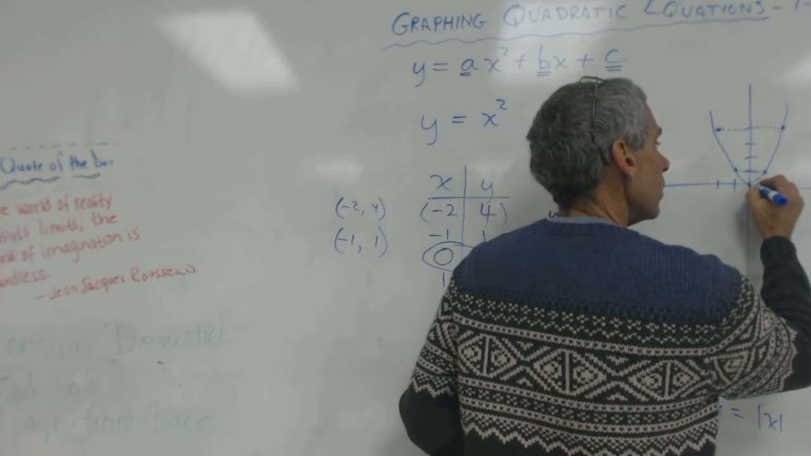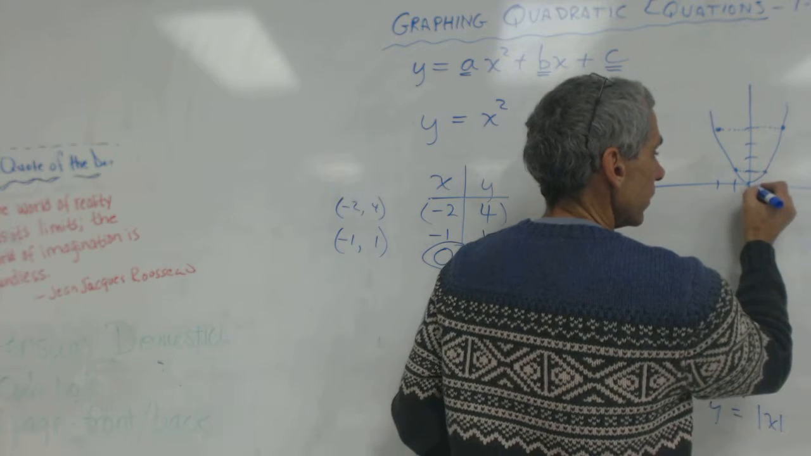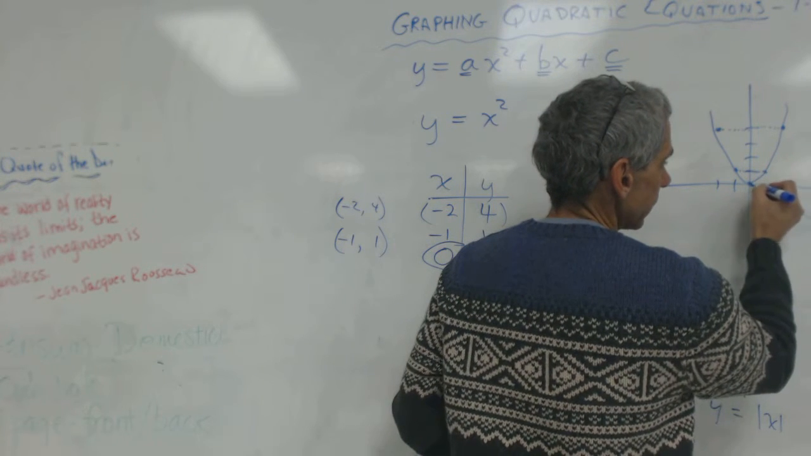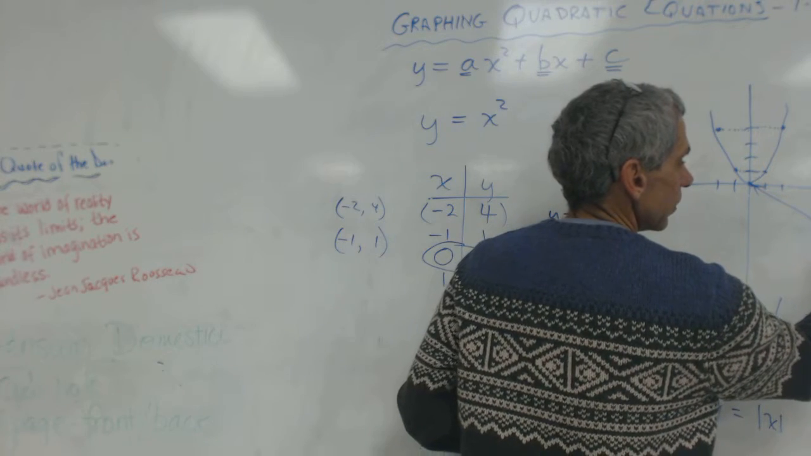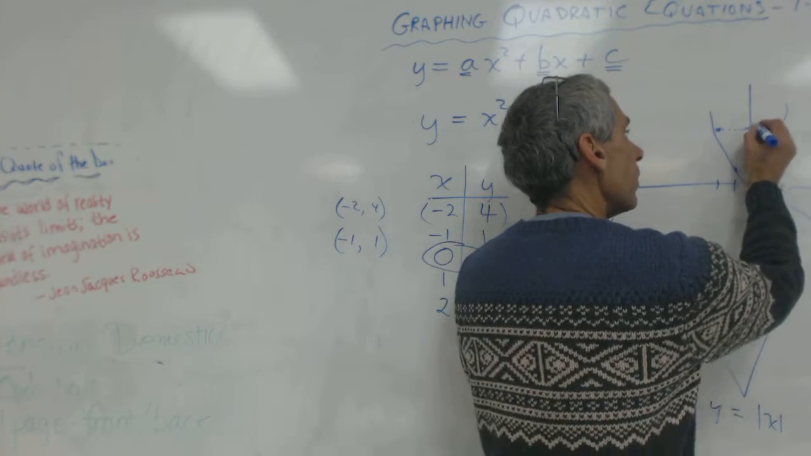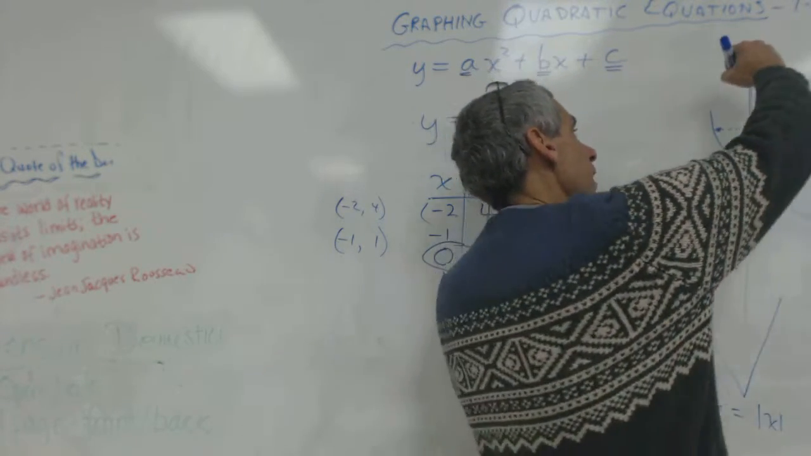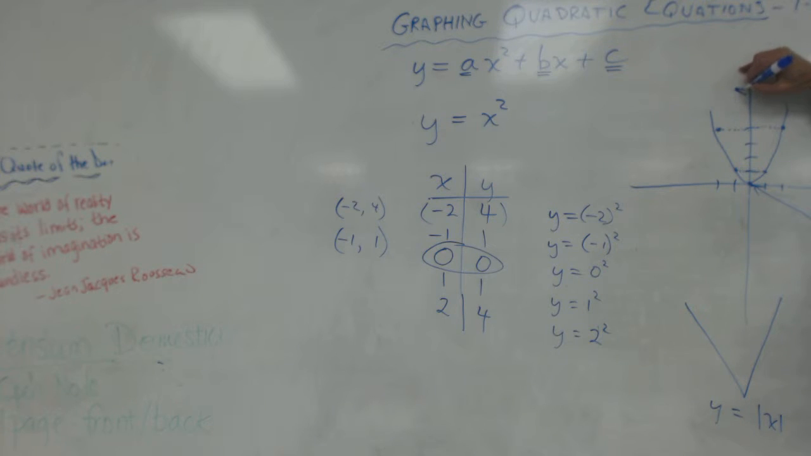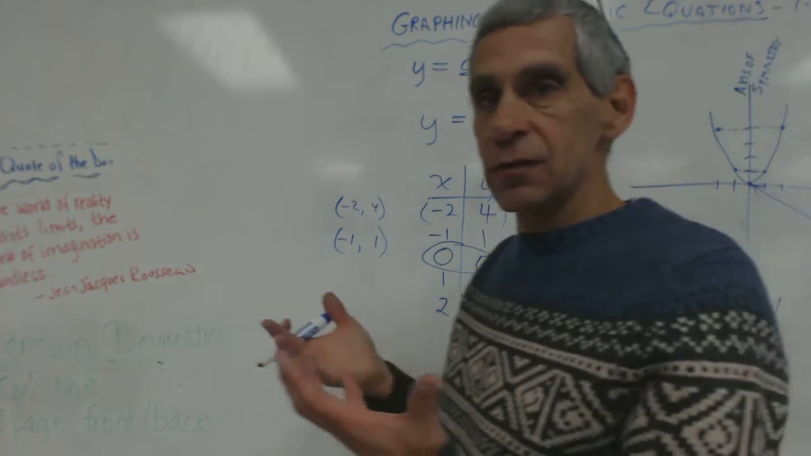This point here, where 0, 0 is, is called the vertex. That right there is called the vertex. And wherever that vertex is, if you drew a straight line up and down from that vertex, you would have this. This is called your axis of symmetry. Axis of symmetry, okay? So I'll be writing this down because you need this stuff.